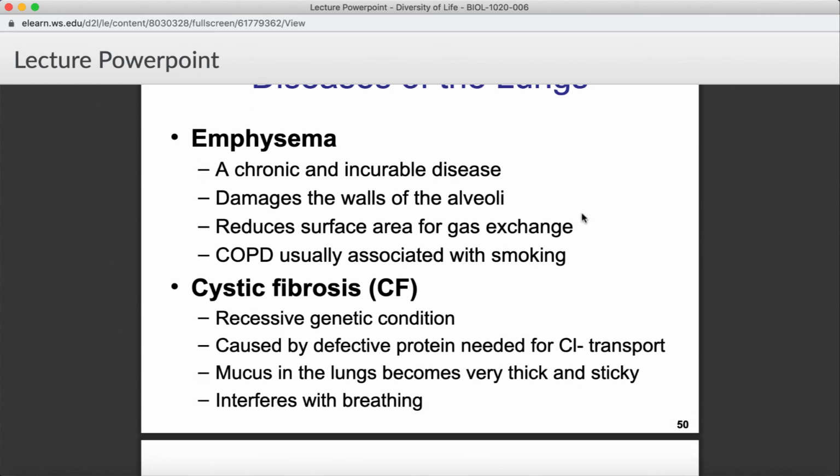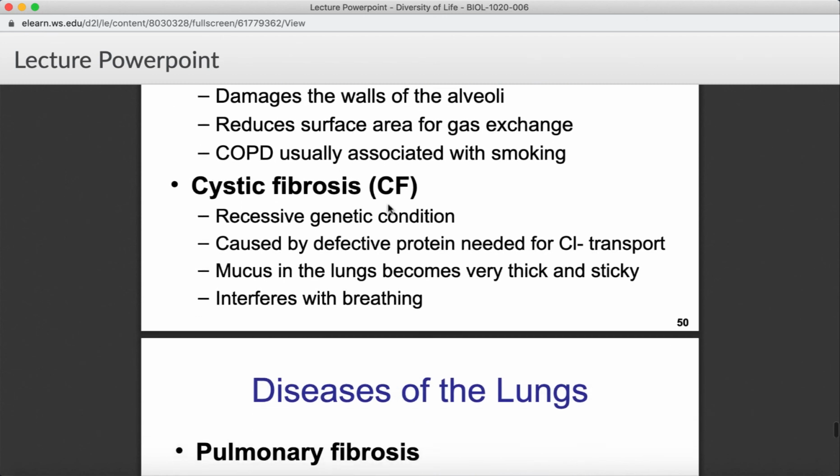Emphysema is a chronic incurable disease. It damages the wall of the alveoli, reducing their surface area for gas exchange. And then COPD is a chronic obstructive pulmonary disease, usually associated with smoking. Both this and COPD. Basically, over time, when people say, "Well, I got like half a lung," if they've been smoking for 30 years, they're probably not wrong. You'll eventually have large areas where there are no alveoli anymore, and it's just like a bubble, and that bubble is almost completely useless for gas exchange.